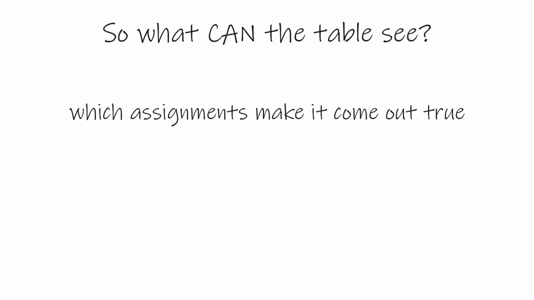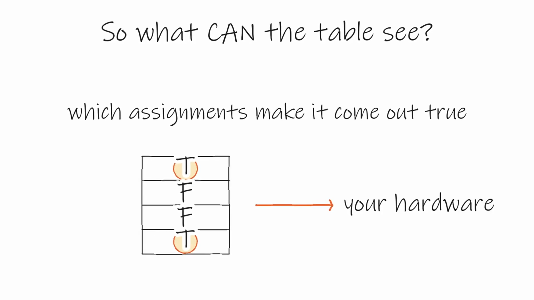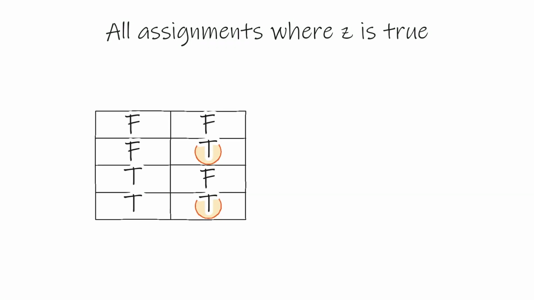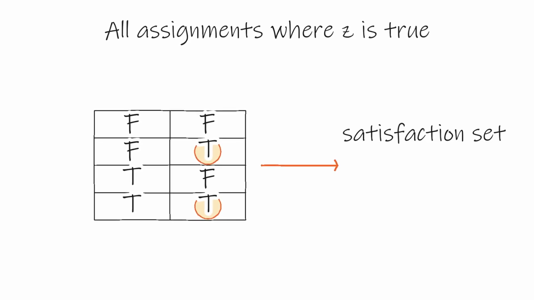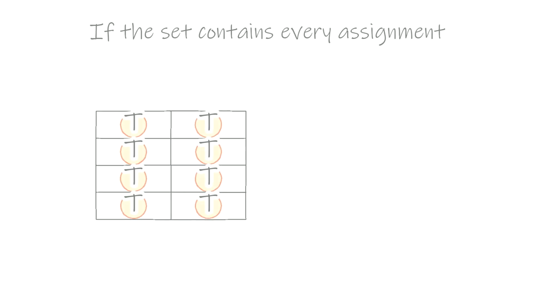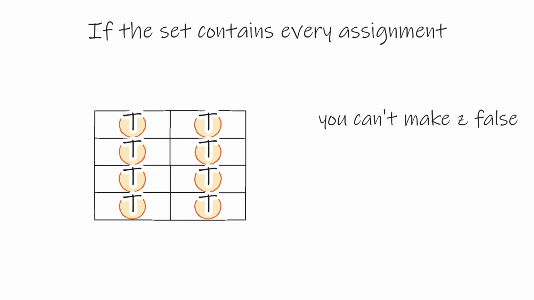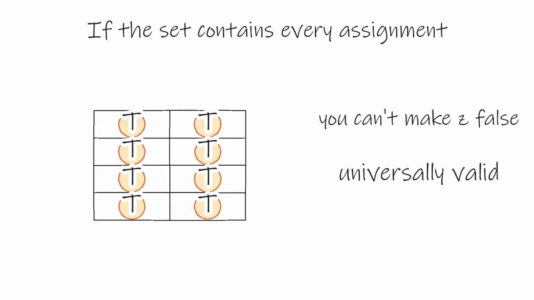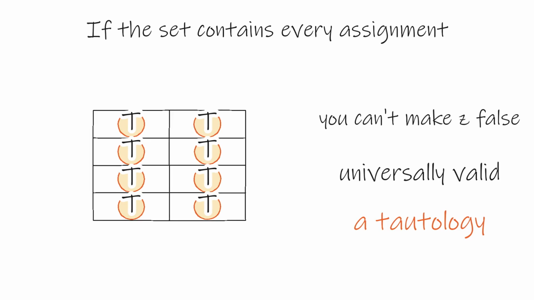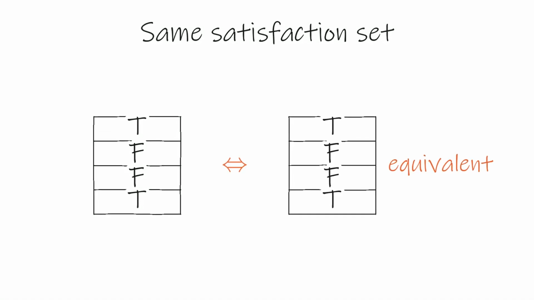So what can the table see? Which assignments make an expression come out true, and that's enough to rebuild your hardware. The set of all assignments of the variables for which z becomes true is the satisfaction set of z, A of z. If that set contains every possible assignment, if you can't make z false, z is universally valid. A tautology. And two expressions with the same satisfaction set are equivalent.